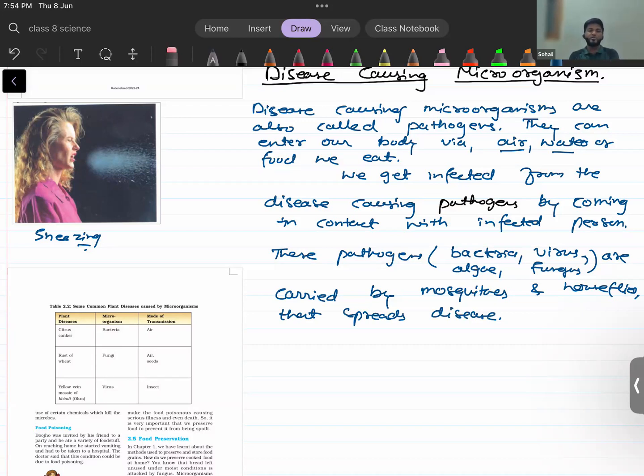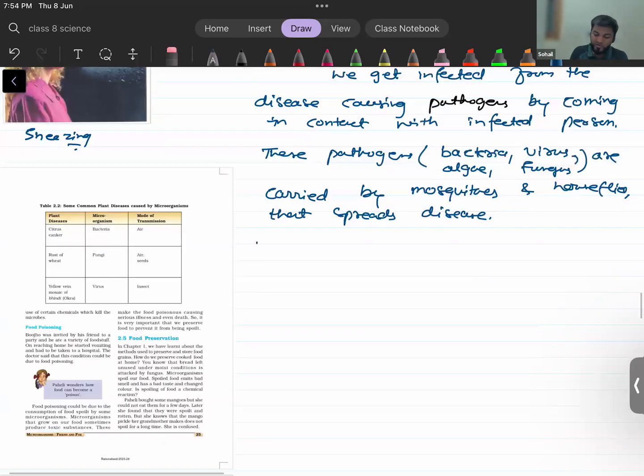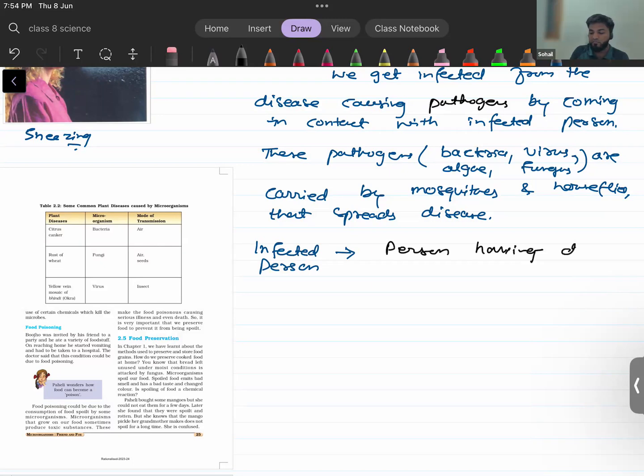So a person who has a disease-causing microorganism in his or her body is said to be an infected person. So who will be called an infected person? A person having pathogens in their body, or to be more specific, in their blood.